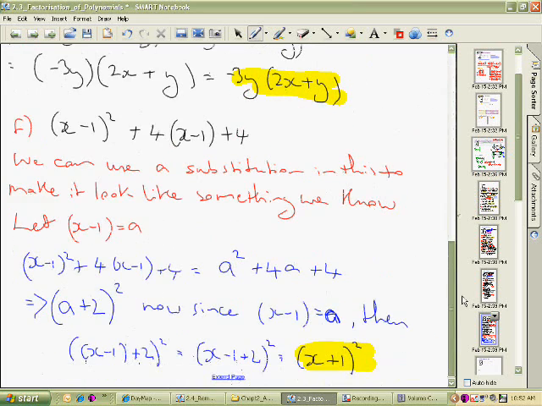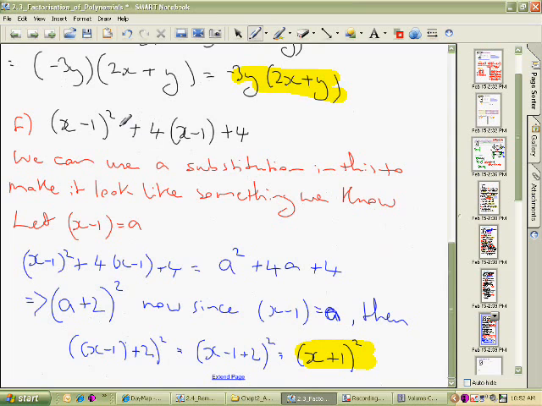This one here is perhaps a little different. If we go down and find f. Here, it's just useful to use a substitution. You don't have to, but it gets very complicated otherwise. Can you see that if we say, let a equal x minus 1. So this I can replace with a, and this I can replace with a.